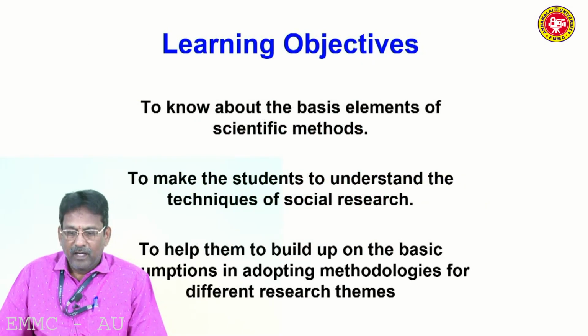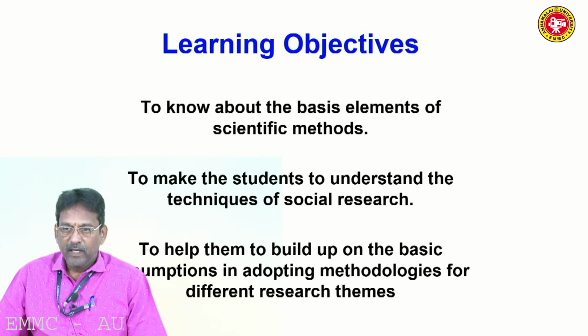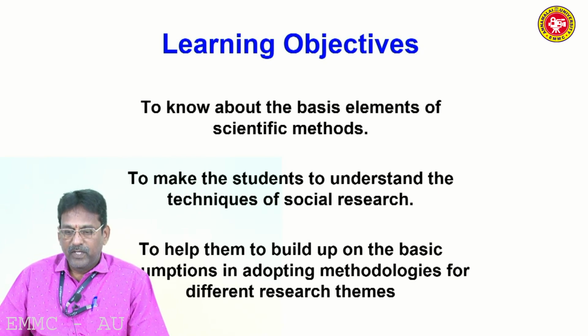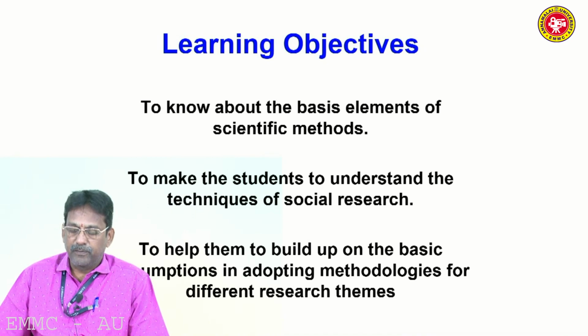Today, we can see about the research methods and statistics for MA Sociology students. Okay, what are the learning objectives? To know about the basic elements of scientific methods, to make the students understand the techniques of social research, to help them build up on the basic assumptions in adopting methodologies for different research themes.